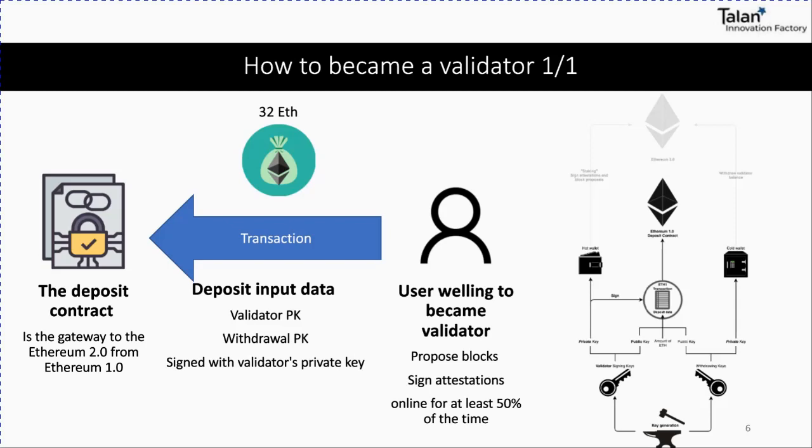Once you have the two keys, you will send the public keys to the deposit smart contract in order to register. You send 32 Ether with the validator public key and the withdrawal public key, and you sign the transaction. Later you can use the withdrawal public key to withdraw your staked Ether, and this will be used, as I said, in version 2.0 to withdraw. So this is basically the idea.